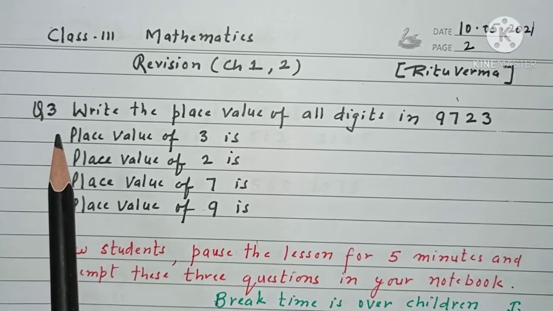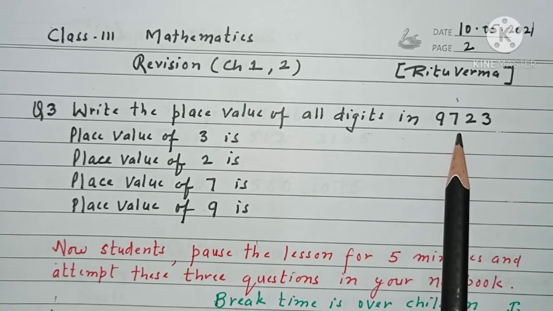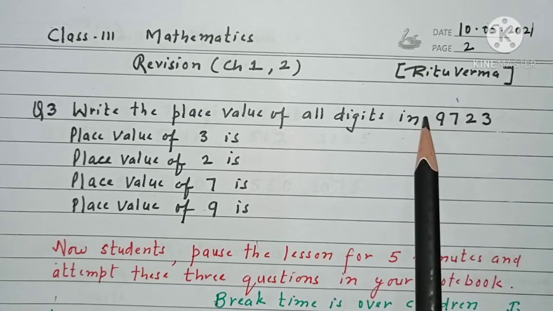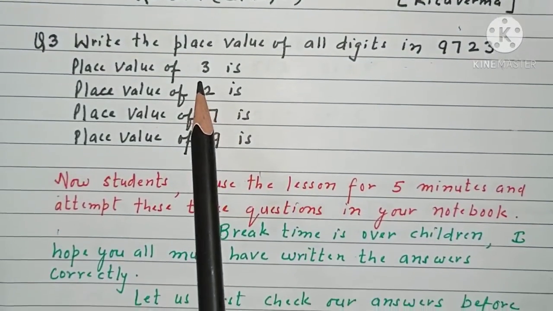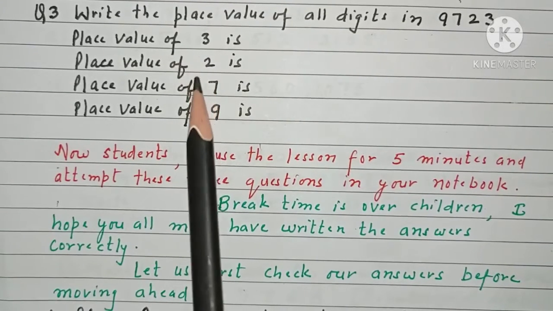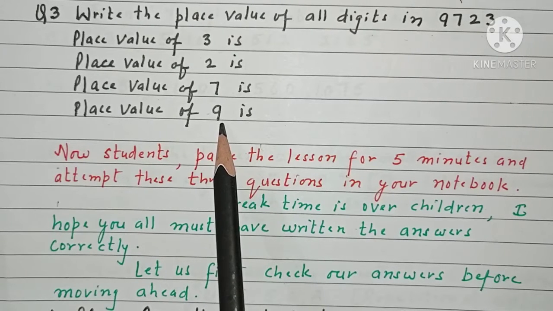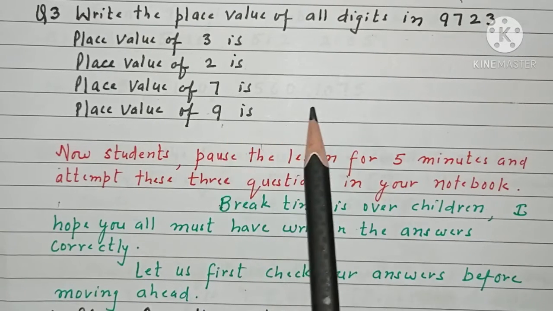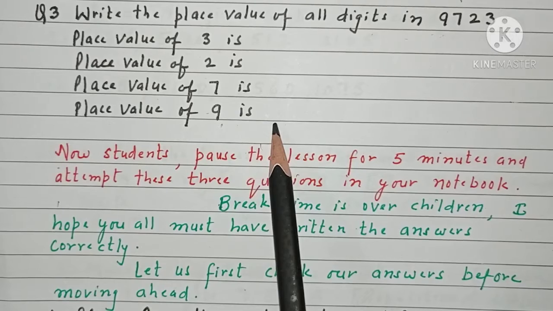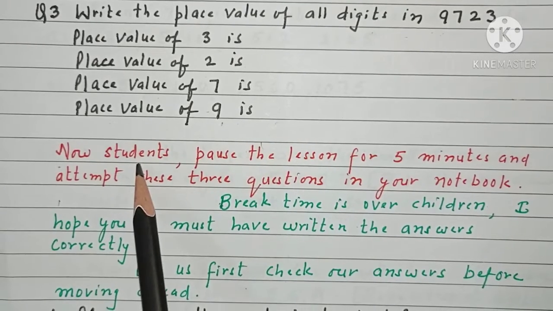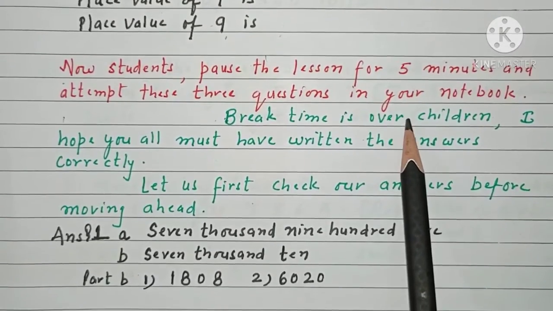In question number 3, you need to write down the place value of all digits in 9723. So see the number carefully and then write down the place value of all digits, like the place value of 3, the place value of 2, the place value of 7 and the place value of 9. And you know that the place value of a given number is obtained by multiplying the digit with the place it occupies. So write down the place value of all the digits. Now students, you can pause the lesson here for 5 minutes and attempt these 3 questions in your notebook.